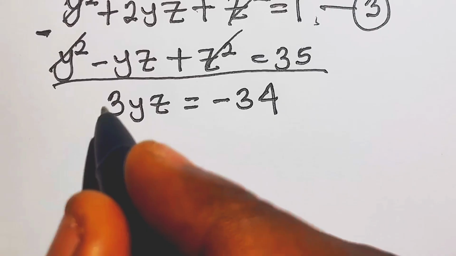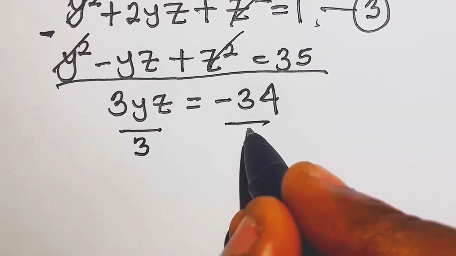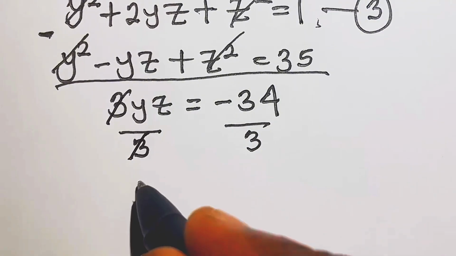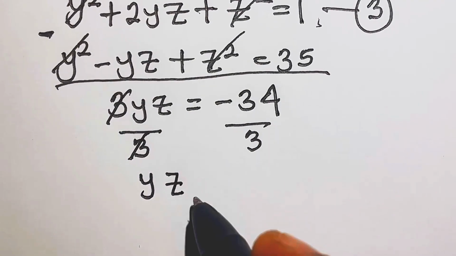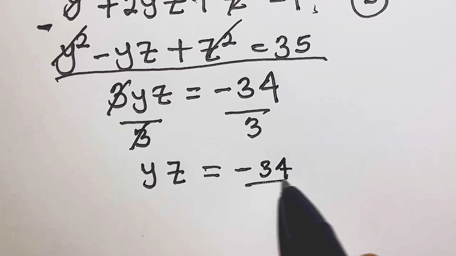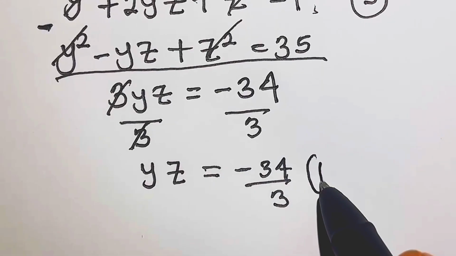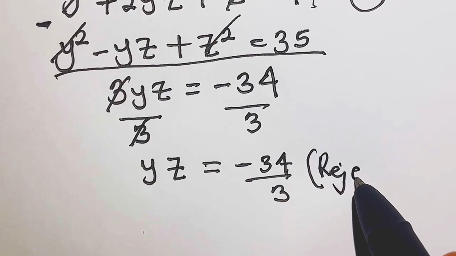So we will have, let's say you want to divide both sides by 3, right? So divided by 3. This will cancel this. So we have yz equals minus 34 divided by 3. So, and for this, we have to reject it. So, rejected.